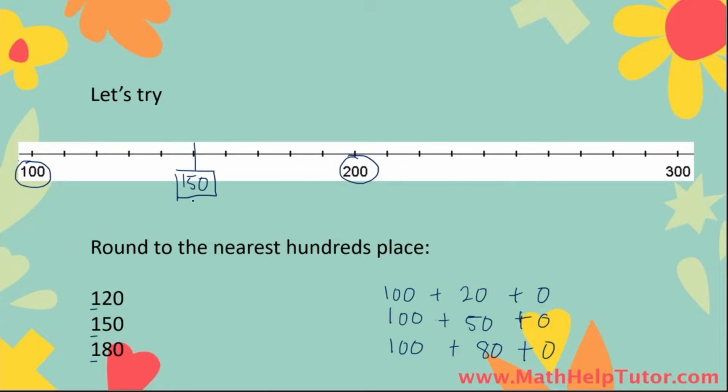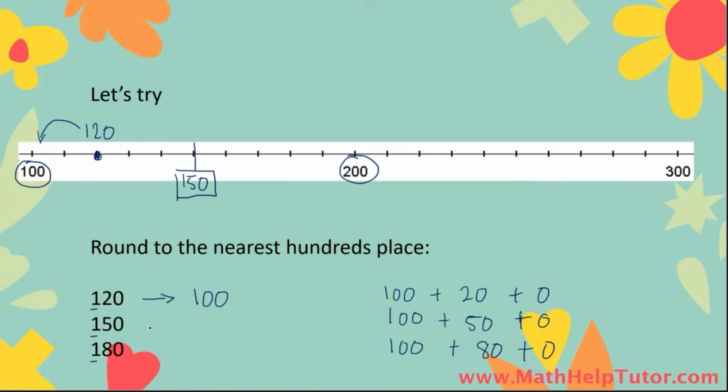Now let's try to find our numbers in the number line. So first for 120 should be 110, 120 over here. So this is our 120. So since you can see that 120 comes before 150 or is smaller than 150, then that means 120 is nearer to 100 than it is to 200. So the answer to rounding 120 to the nearest hundreds place is 100.